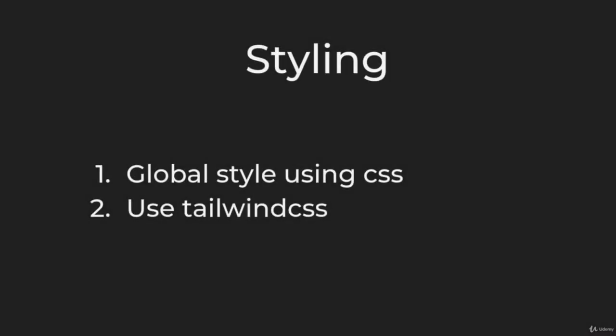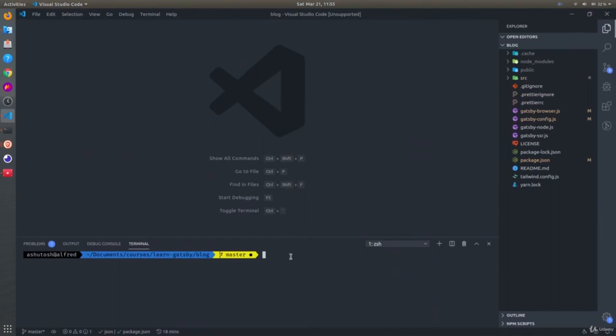Let's continue our lecture with adding global style using CSS. To add that, we are going to use tailwindcss, which is a CSS framework to build components rapidly using predefined utilities. To do that, we are going to add a few dependencies to our package.